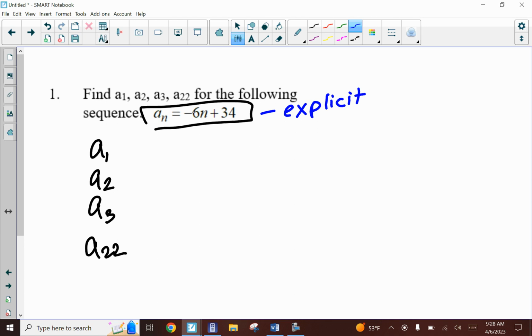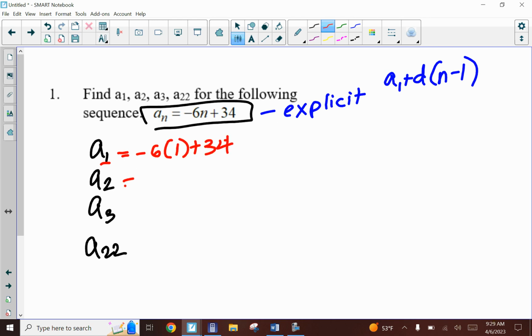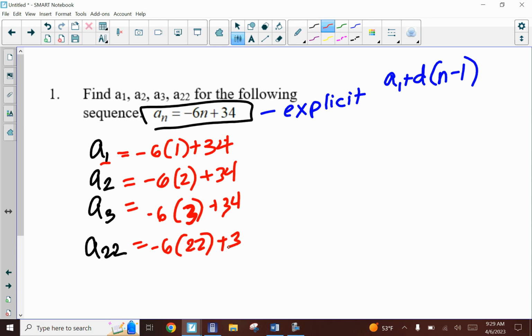If you notice this formula here, it doesn't look like the nth term formula because the nth term formula looks like this. So give me a second and I'll show you where this formula is coming from. So let's go ahead and just plug it in. Because this is a 1, that means that we're going to plug in 1. So negative 6 times 1 plus 34 would be the first one. This one would be negative 6 times 2 plus 34. This would be negative 6 times 3 plus 34. Not 2, 3. We're on 3 right there. And then this one would be negative 6 times 22 plus 34.